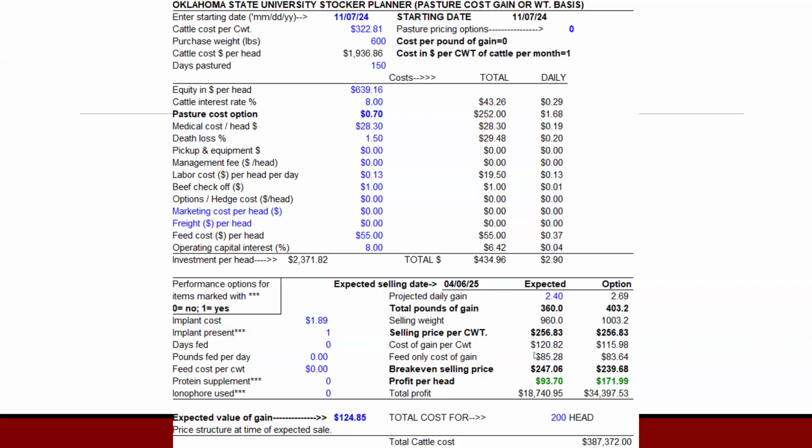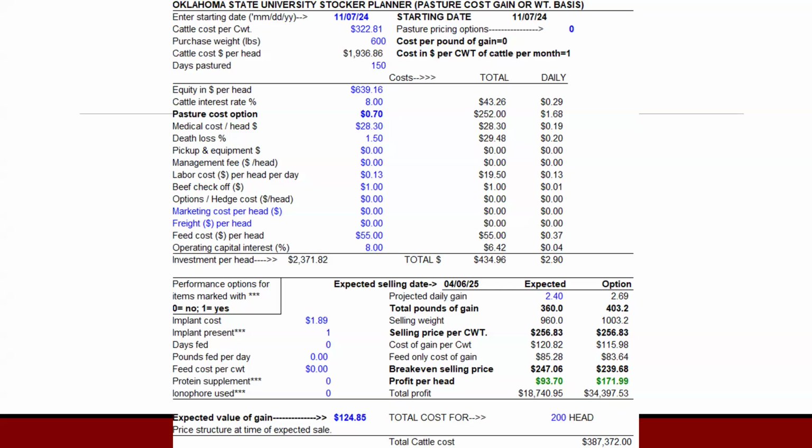So this calculates the cost of gain. So 434.96 divided by 360. Okay. Feed only cost of gain. So feed only cost of gain would be much higher or a much larger percent of total cost of gain in a feedlot, right? But here in this stalker scenario, feed only cost of gain includes any feed costs and then pasture rent costs. Making sense?